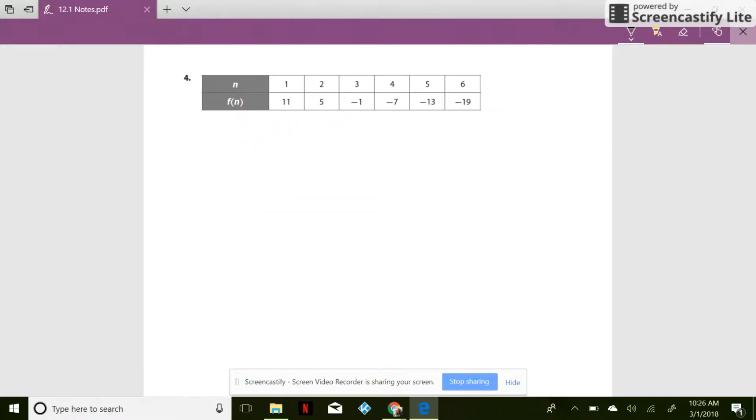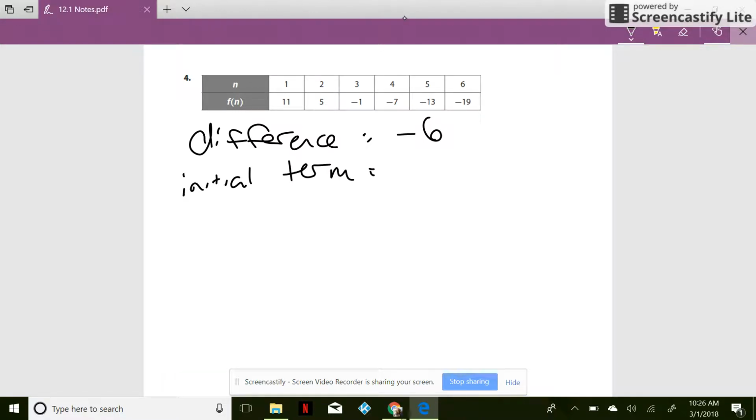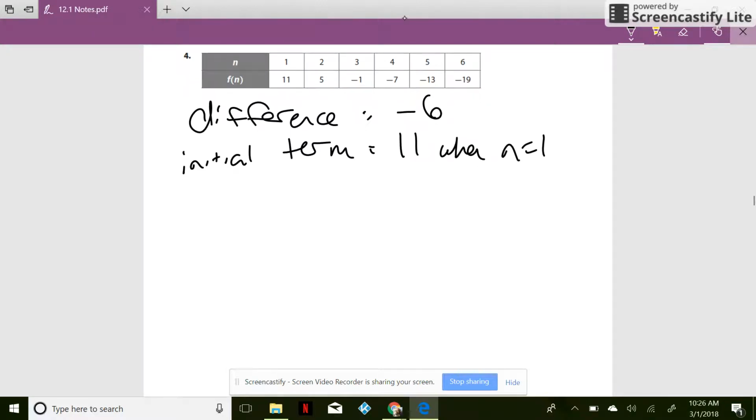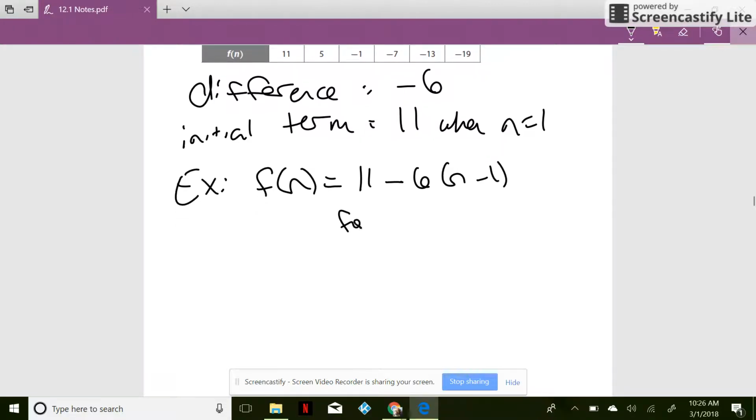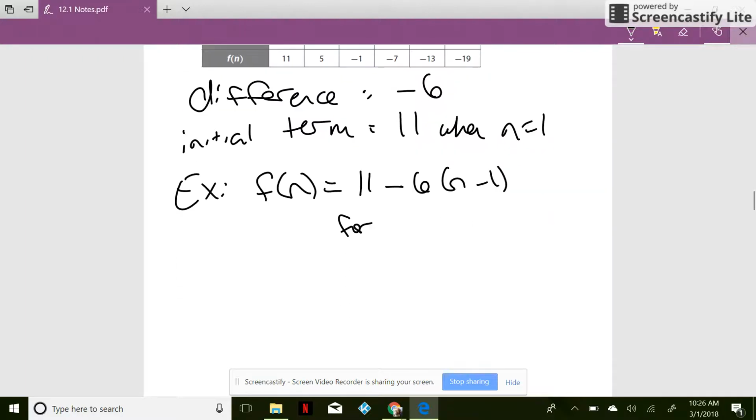So first thing we look for is a common difference as we move right to left. 5 minus 11 is negative 6. Negative 1 minus 5 is negative 6, and so on and so forth. So that's our common difference. Our initial term is 11 when n is equal to 1. So position 1 changes things a little bit. Our f of n is going to be our initial term 11 minus 6 times n minus 1, for n values between 1 and 6.